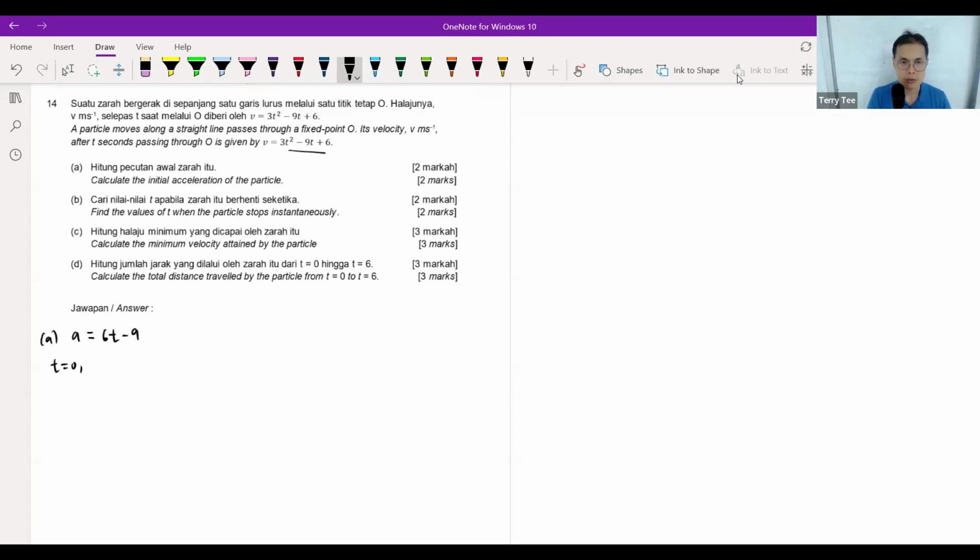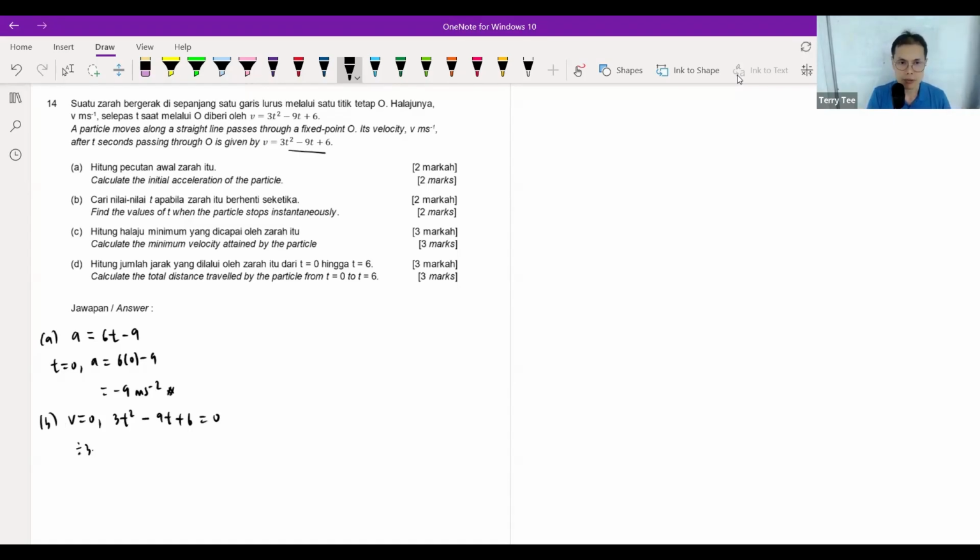Substitute t with 0. Your a, put 0 inside. 6 times 0 minus 9. My a is negative 9 meter per second squared. Okay, B, find the velocity when the particle stops instantaneously. Particle stops instantaneously when the v is 0, the velocity is 0. So we let your velocity function equal to 0.